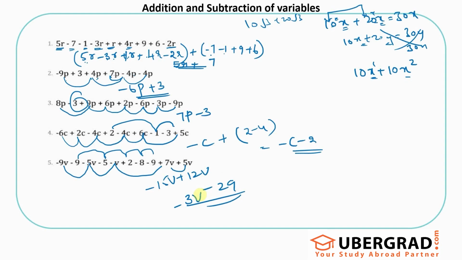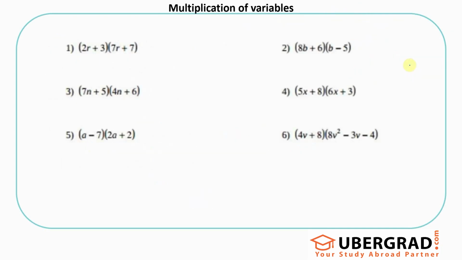Constants are added only to the constants, and the variables' coefficients are added if they are of the same power. Two different variables are not added, and the same variable with different powers are also not added. These are the basic principles you should follow. Multiplication of variables.